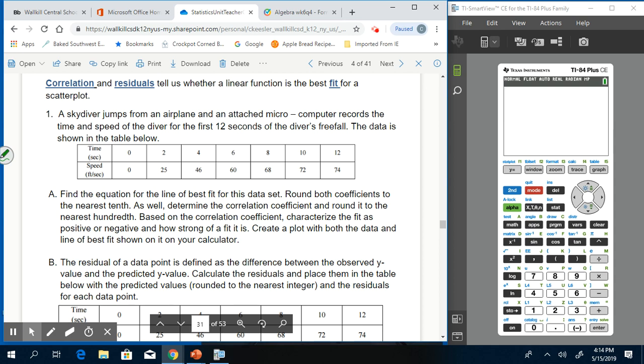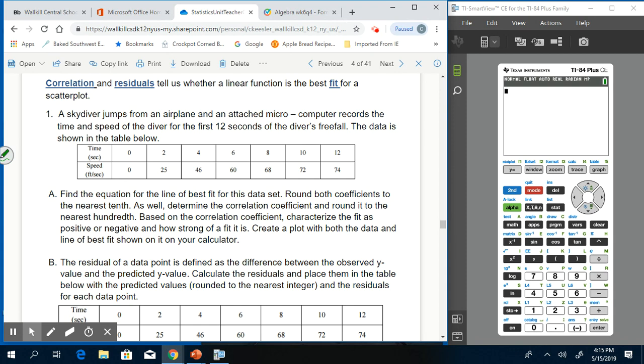So today's lesson is on residuals. Residuals calculate the predicted value minus the actual value and tell us how far away our line of best fit is from the actual data that has been collected. It can be used to determine if a linear function really is the best fit for a set of data. So let's take a look at example number 1.